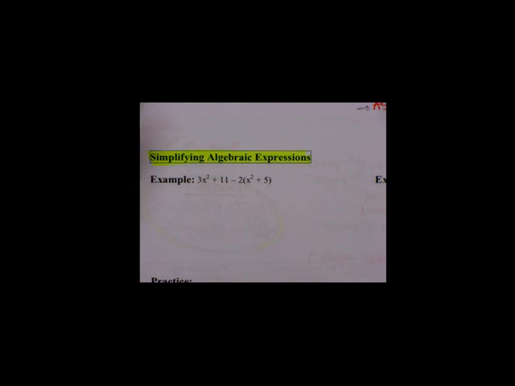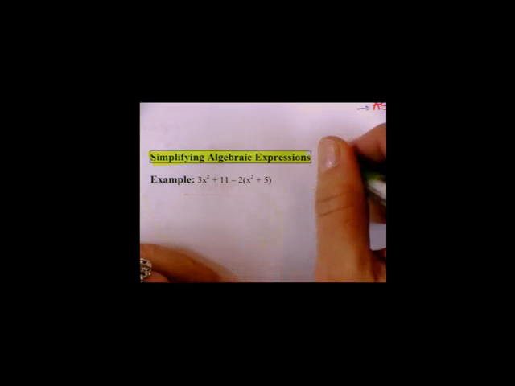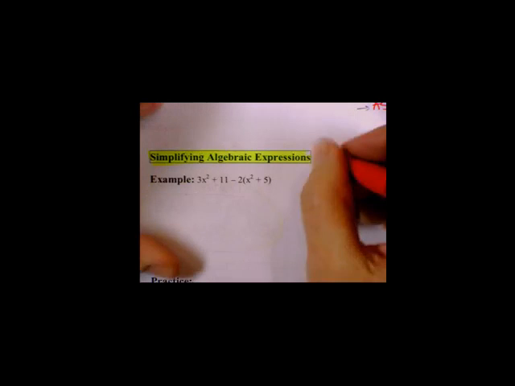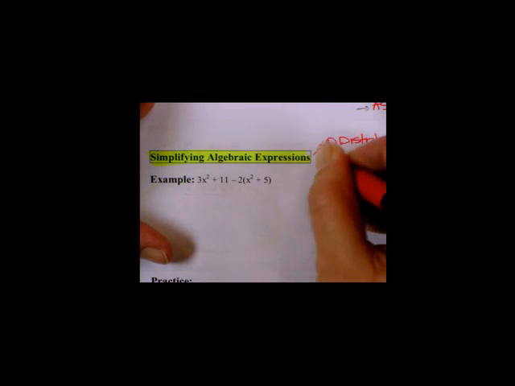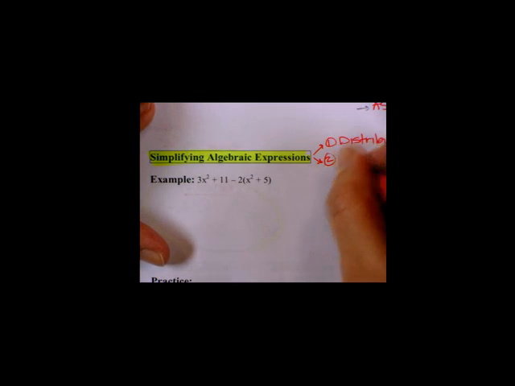Simplifying algebraic expressions basically means to distribute. You really have two steps here. First step is to distribute. Second step is to combine like terms.